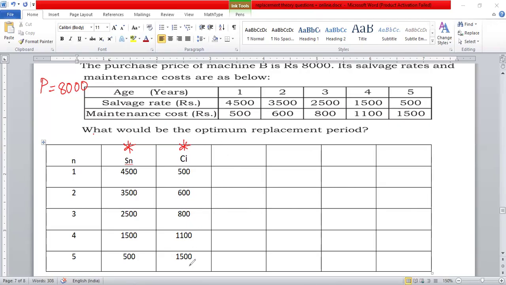Maintenance cost is also given: 500, 600, 800, 1,100 and 1,500. Okay. Yes, the formula: TC is equal to P minus S of N plus summation of CI. Now, according to the formula, we'll do summation of CI first.